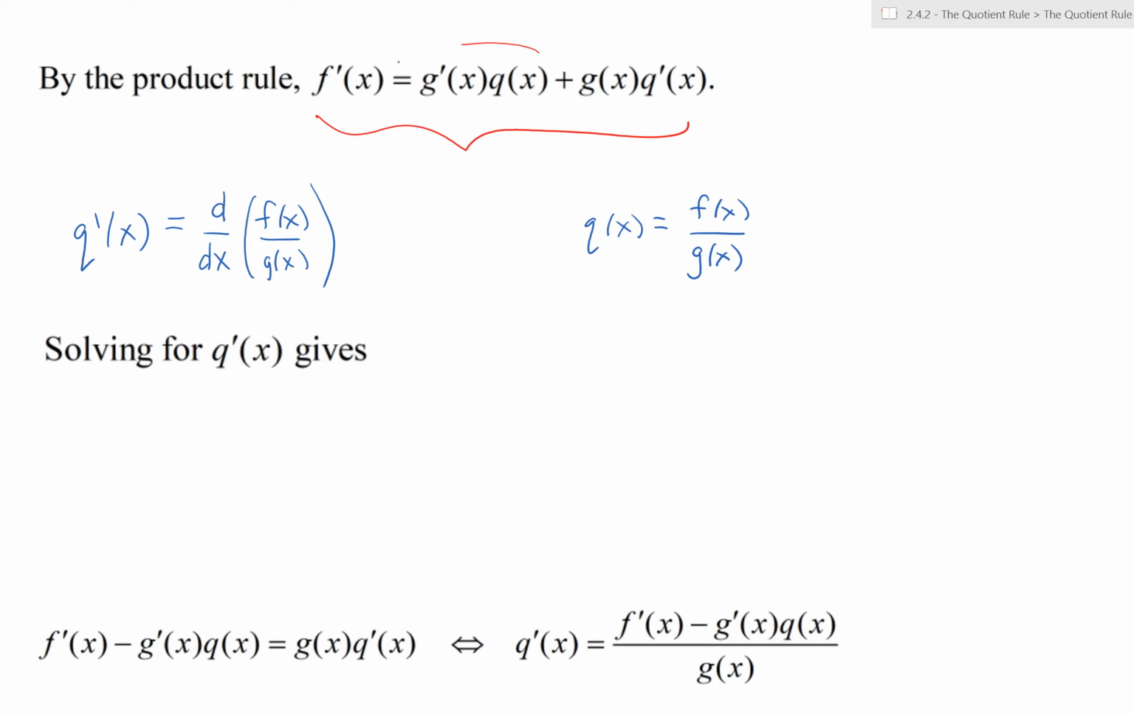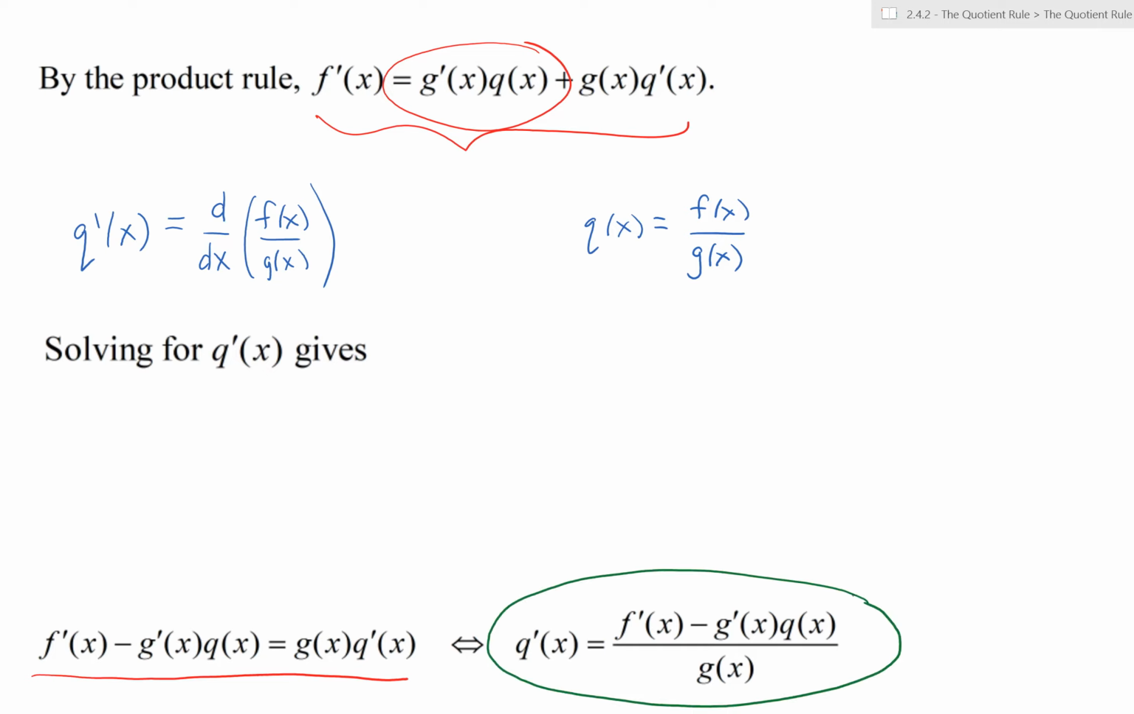I'm going to go ahead and just subtract that term on both sides. That's going to give me this statement right there, right? f prime minus g prime times q is g times q prime. And if I then just divide both sides by g of x, I get this statement right here. q prime of x is the same as f prime of x minus g prime of x times q of x divided by g of x.